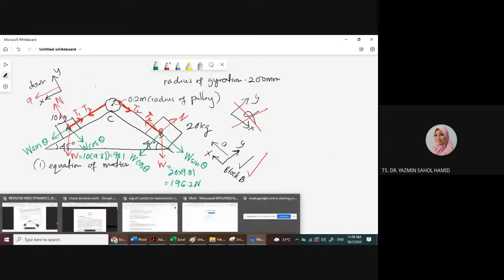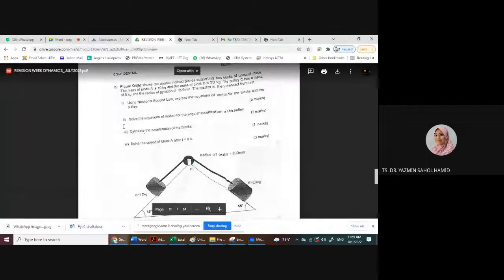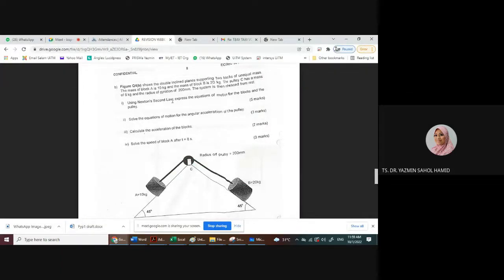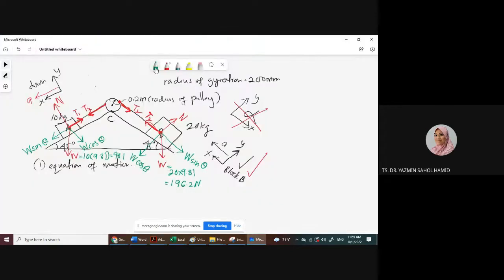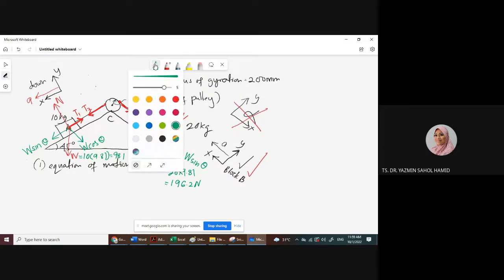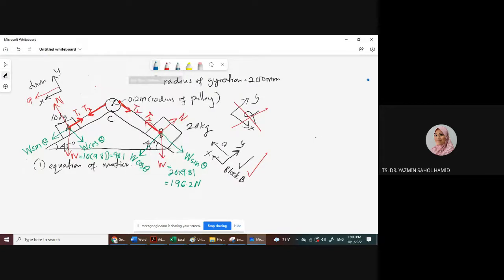So problem number 1, dia suruh write down the equation of motion. Tapi does it mention what method in the question? What method can you see here? Using what method? Newton's second law. Okay. So Newton's second law. Let's go back to this one. So let's use Newton's second law. What is Newton's second law? F equals to MA.